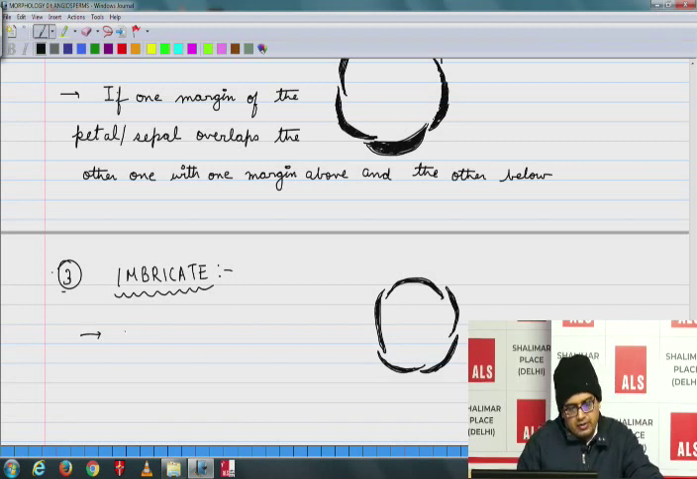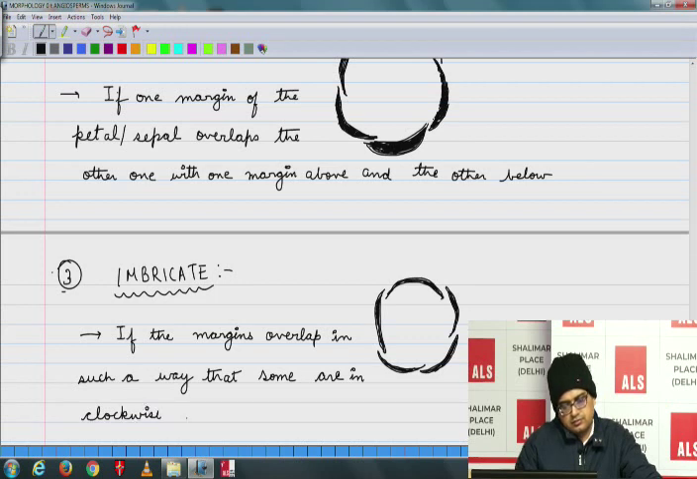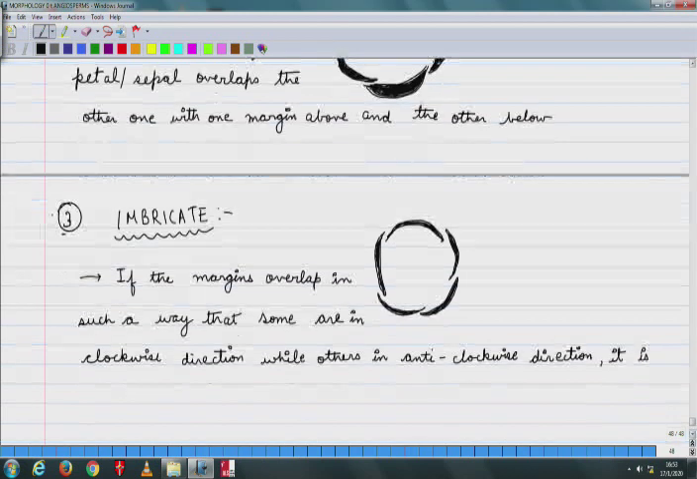If the margins overlap in such a way that some are in clockwise direction while others are in anti-clockwise direction, it is called imbricate estivation.